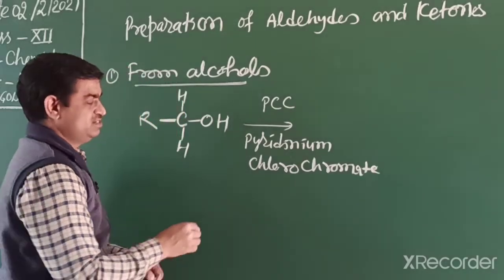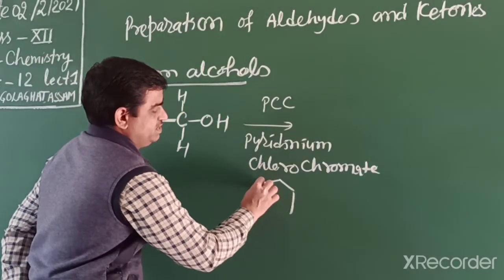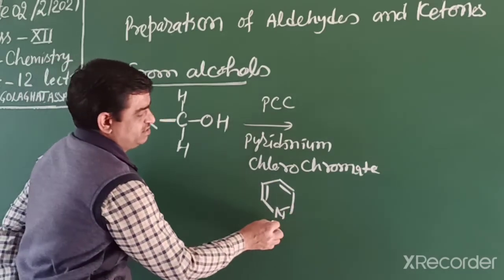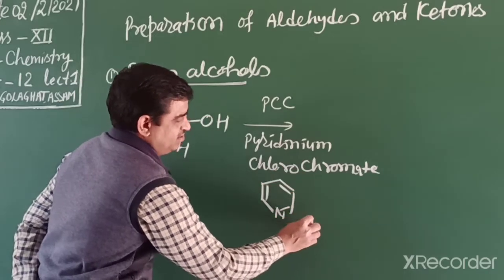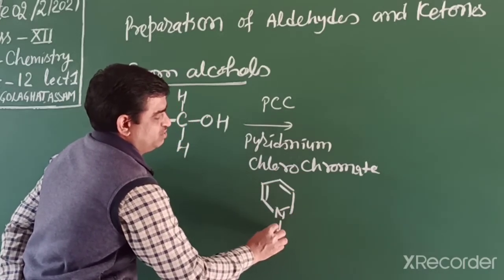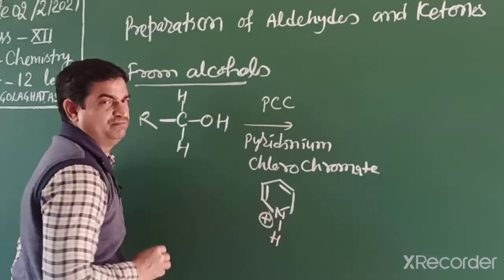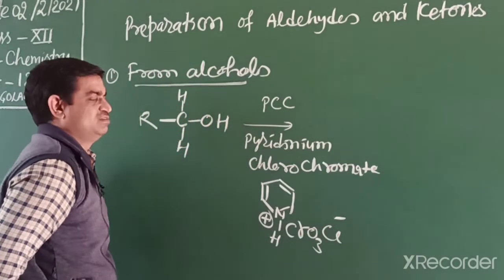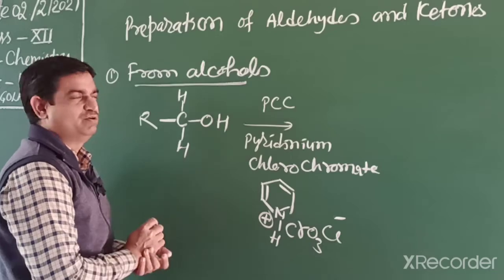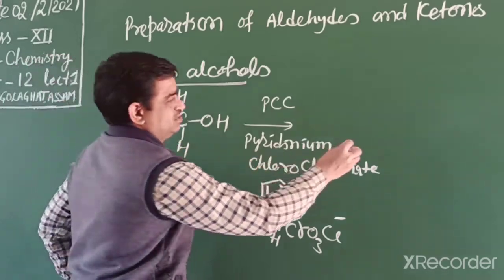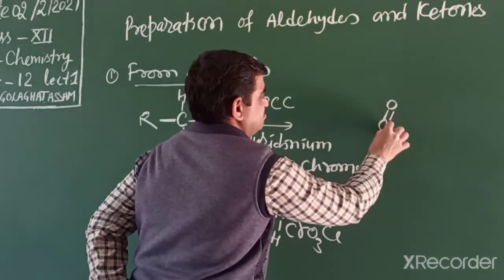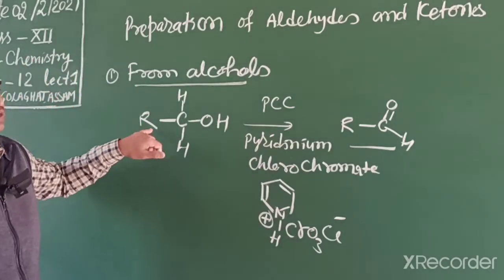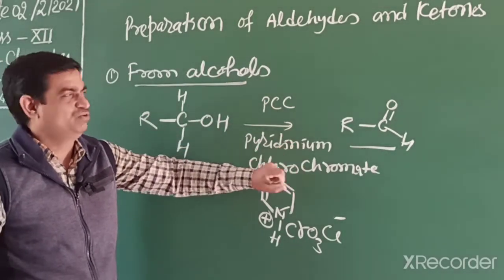This PCC reagent is, we know, pyridine. We take pyridine, a heterocyclic compound, which acts as a base, and HCl produces hydrogen, so it changes into pyridinium, CrO3 and Cl minus. This one is pyridinium chlorochromate, a suitable reagent. So primary alcohol changes into aldehyde. So the better way to prepare an aldehyde from a 1 degree alcohol is using PCC, pyridinium chlorochromate.